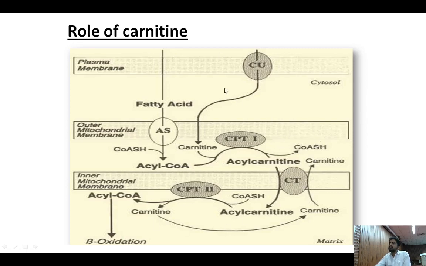In this whole thing, what all you have to know: fatty acid is present in the cytosol. At the outer mitochondrial membrane, it gets activated into acyl coenzyme A. It combines with carnitine at the outer mitochondrial membrane. Then it forms acyl carnitine with the help of CPT1. This acyl carnitine is transported to the matrix side of the inner mitochondrial membrane with the help of translocase.